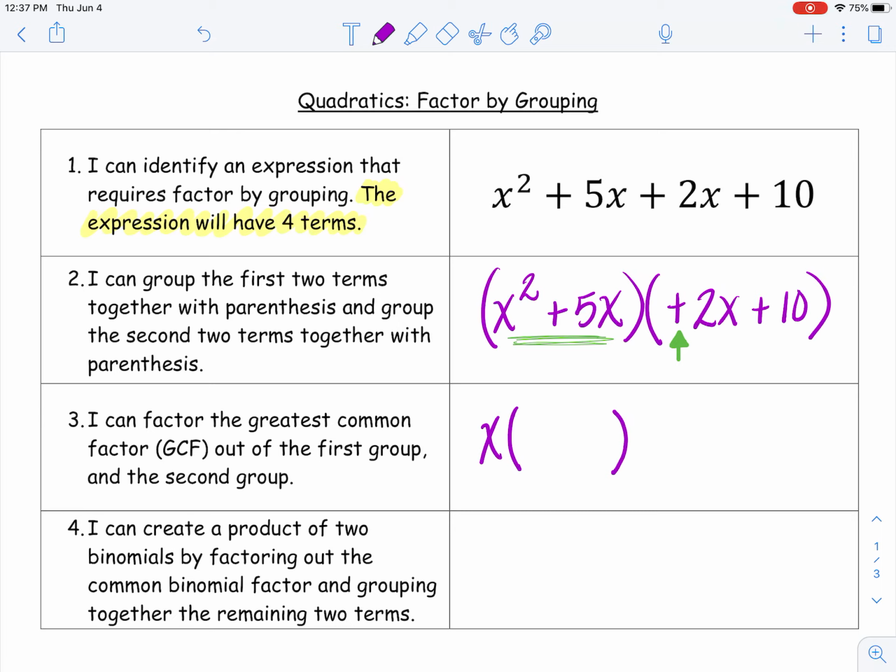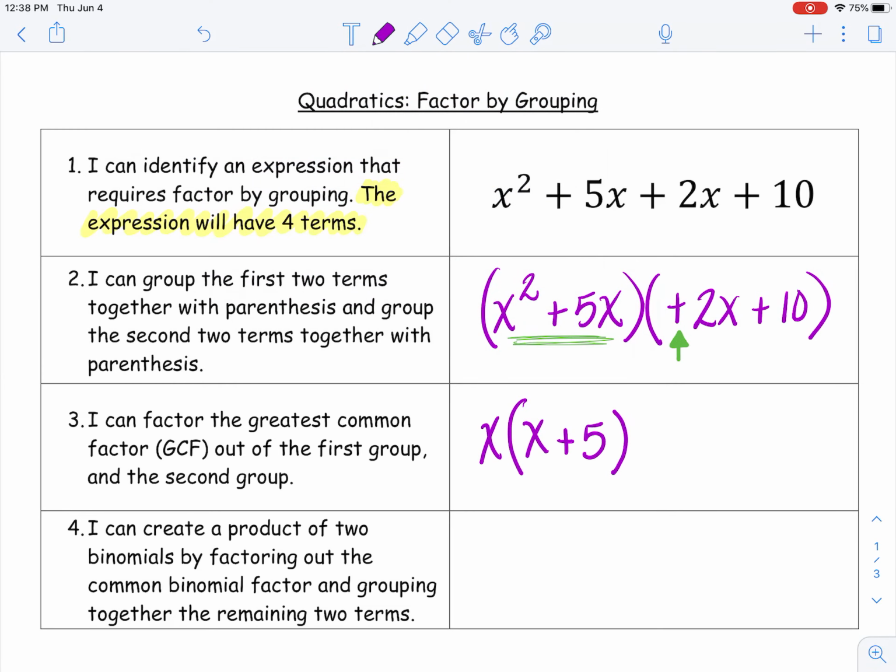So when I factor out the x, x times what is going to give me x squared? Well, x times x gives me x squared. x times what is going to give me 5x? x times 5 would give me 5x. Okay, and you can imagine if you were to go back and distribute this in, you should end up right back where you started. If I distributed the x into this binomial, I would get x squared plus 5x. So you can always go back and check yourself.